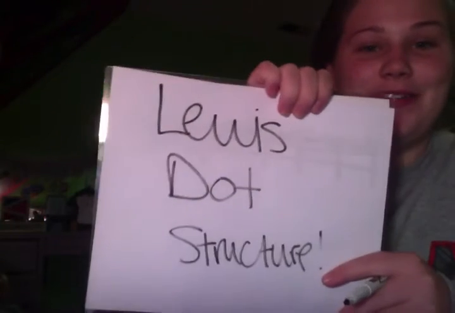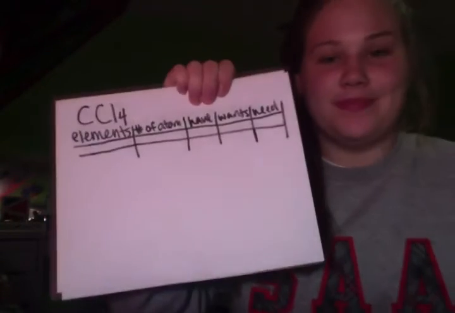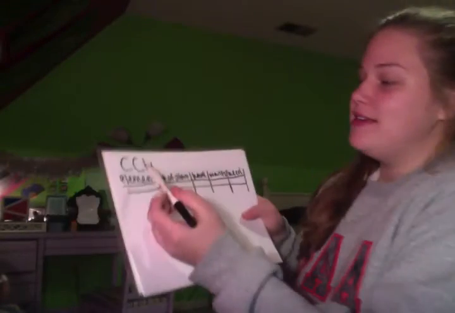Today we are going to do Lewis dot structures. The first one we're going to do is CCl4.